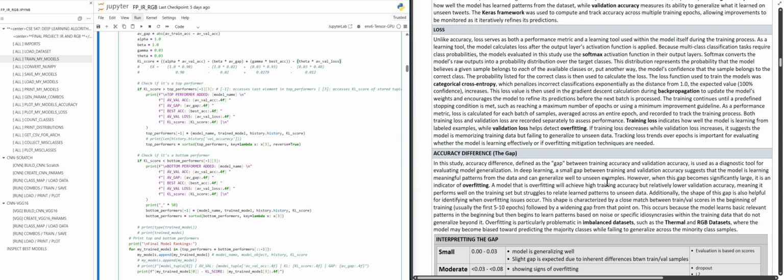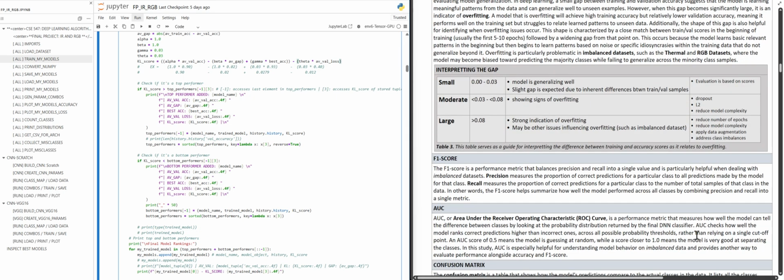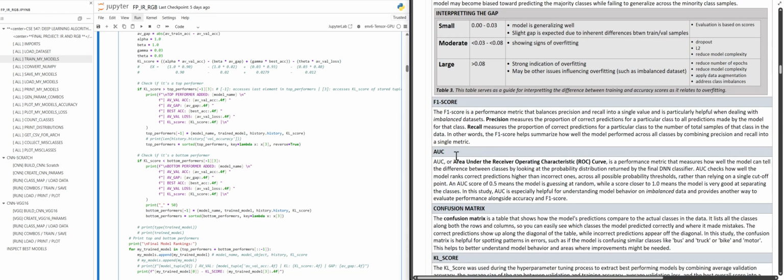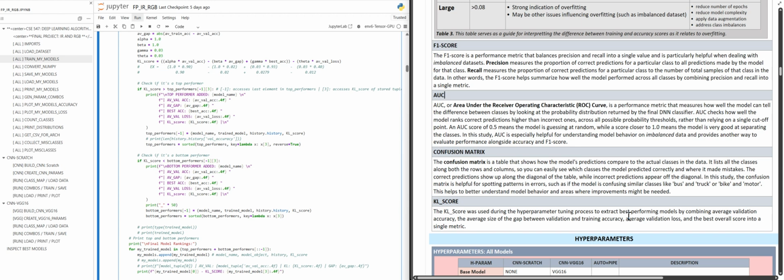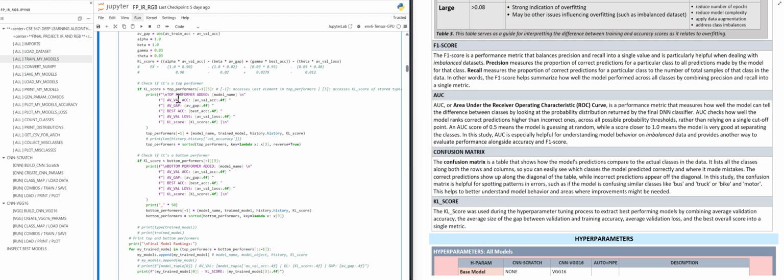Previously we've been looking just at pretty much validation accuracy. But for this project, we want to look at some more complicated measures of fitness for the models. So we're adding in F1 score, the area under the curve, the confusion matrix, and then my KL score. So this is just the preliminary hyperparameter tuning score to try to determine which direction to head in terms of hyperparameters. And then later on, we're going to take those top models and apply the new metrics to them.